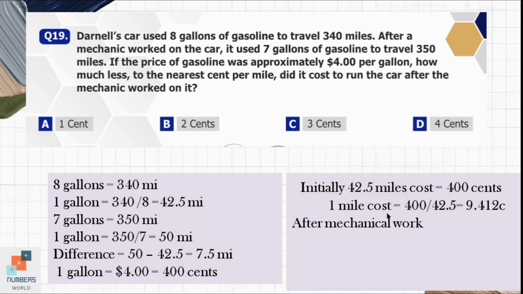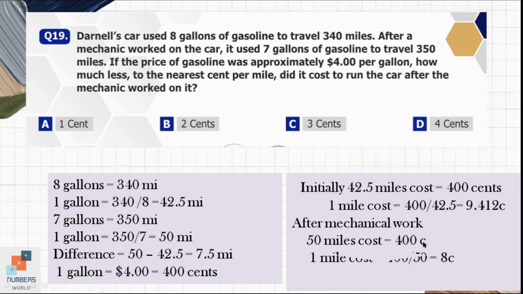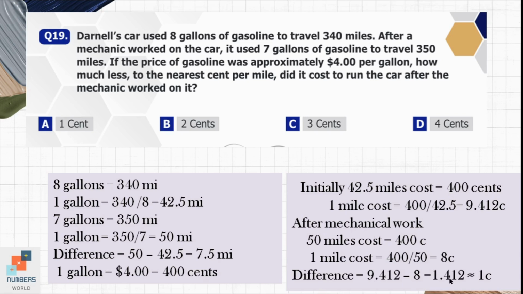After the mechanic's work, the car was able to travel 50 miles in 1 gallon. So the cost of 50 miles is equal to 400 cents. The cost of 1 mile is equal to 8 cents after the mechanic's work. Now we will calculate the difference between the amounts. So that is equal to 1.412 cents, which is approximately 1 cent. So option A is the correct one.